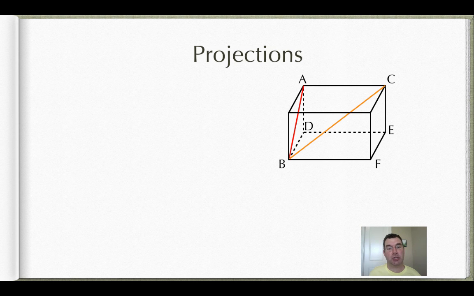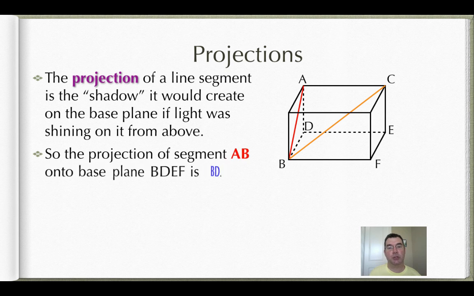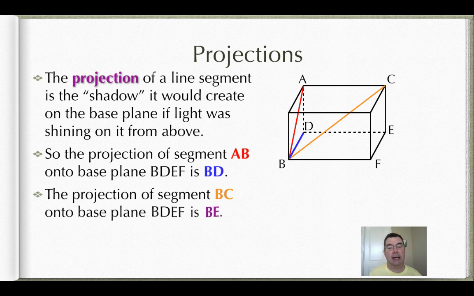Now, what is a projection? That's the next definition we need to learn. It's basically a line segment that would be the shadow it would create on the base or the bottom plane if light was shining on it directly from above. So looking at where AB is and looking at where BC is, what would the projections of those two lengths be? Well, if a light is shining down on the red segment, it would create the blue segment, BD, and if a light was shining down on the orange segment, it would create the purple segment, BE.